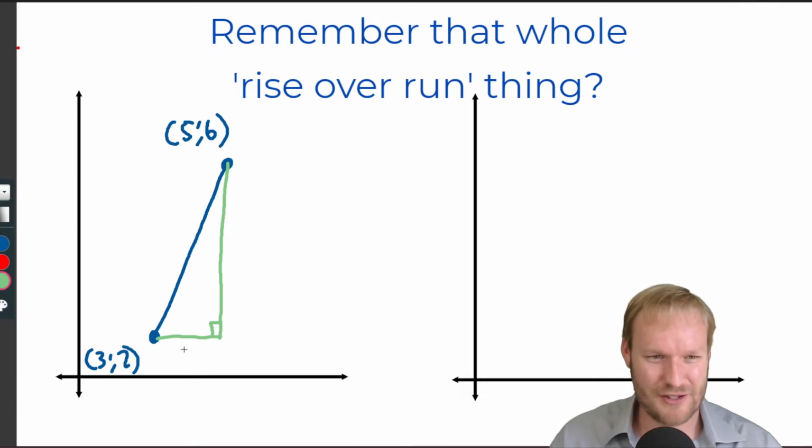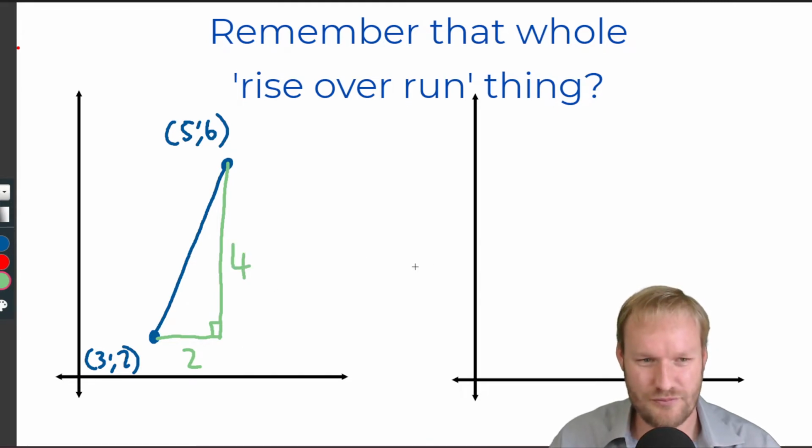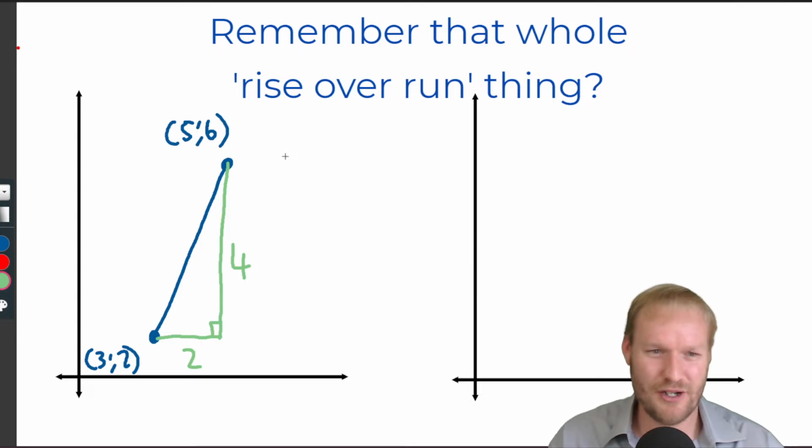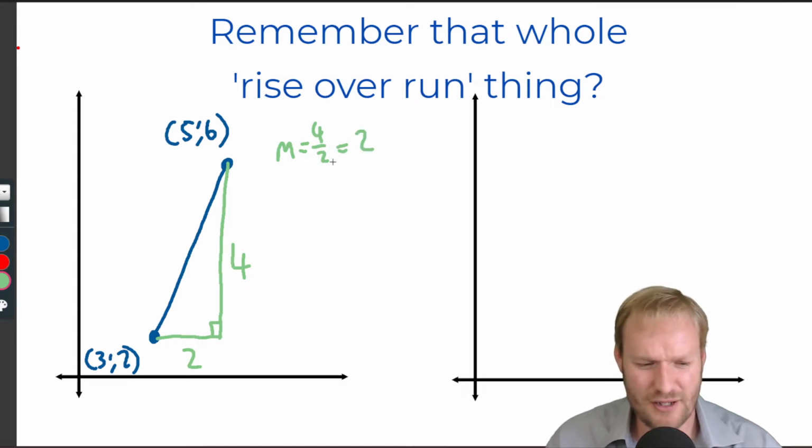So over here we've got a run of 2, and we're rising by 4. So if our gradient is rise over run, then our gradient is just 4 over 2, which is 2. I'm going to ask ourselves, what does that mean? What does that 2 mean?